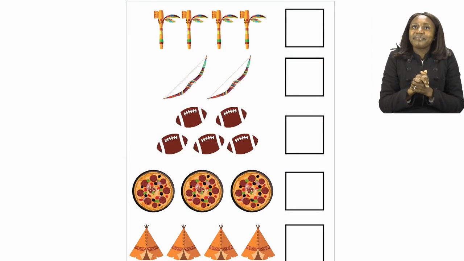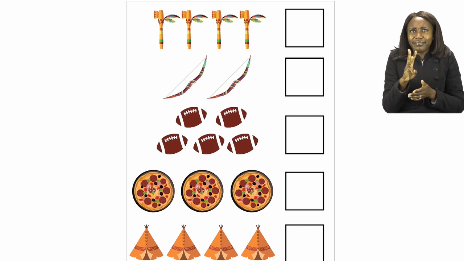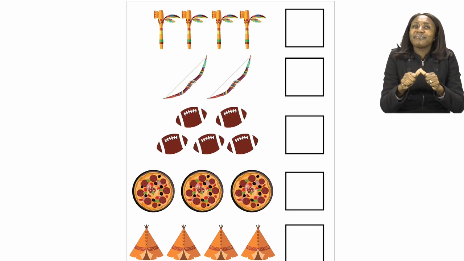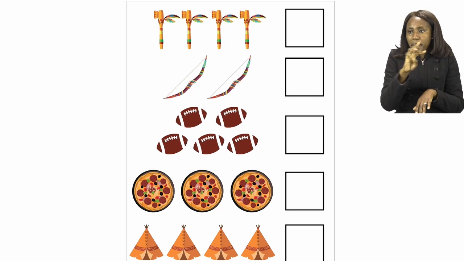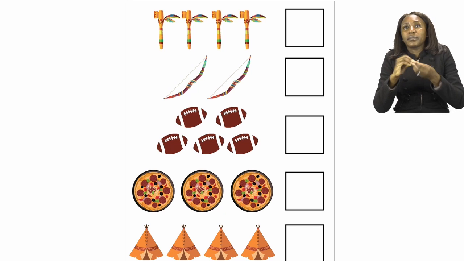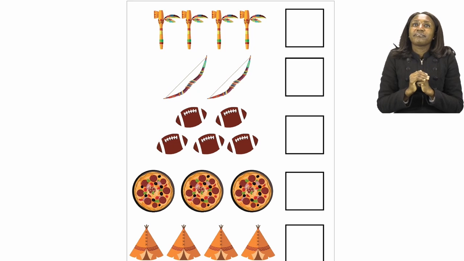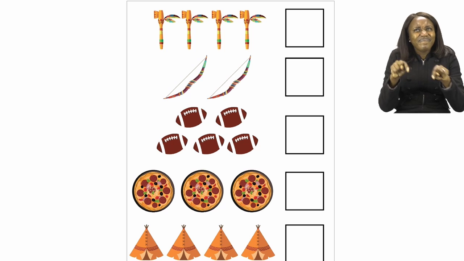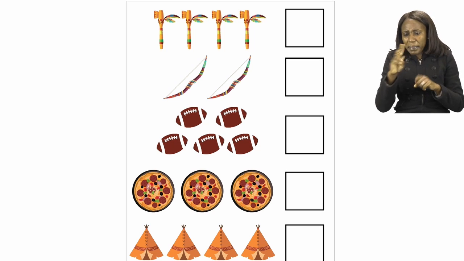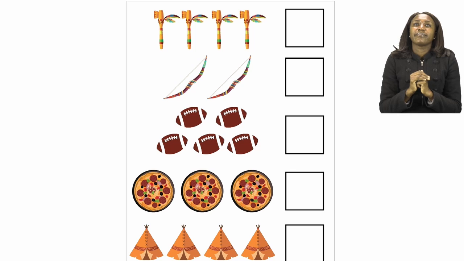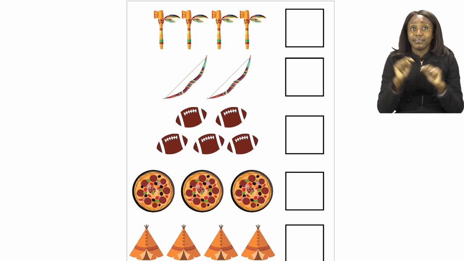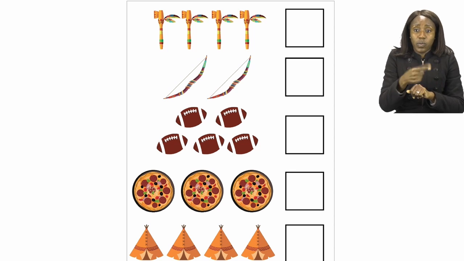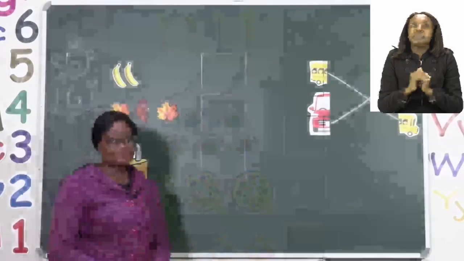On page 6, we are going to be continuing, but this time we are going to be counting. It is going to be our job to count the items in each row and then write the correct number. As you can see, we have different items that need us to fill in the missing answer in the box. We're going to practice this together before you do it on your paper. So let's take a look at the board.